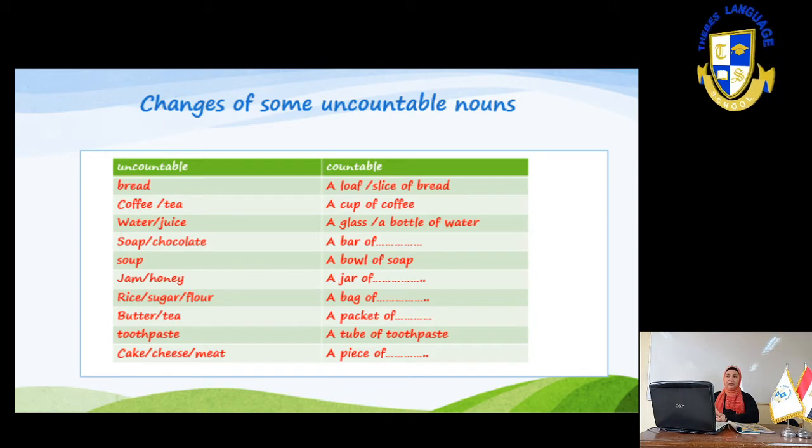Soap or chocolate, they are bars. So I want a bar of chocolate. You don't say I want a chocolate. No, you say I want a bar of chocolate or a chocolate bar. So you use a or an with a bar of. Okay. Soup, not soap. Soup, we drink it or we eat it with dinner or lunch. A bowl of soup, okay. Jam or honey, a jar of jam, a jar of honey.